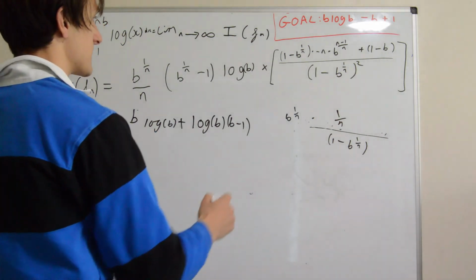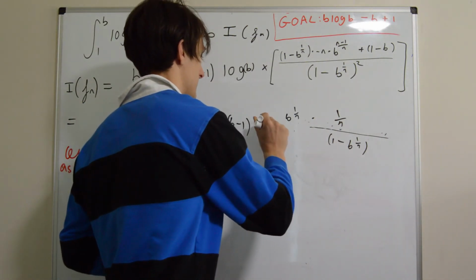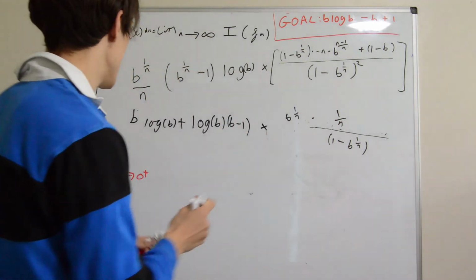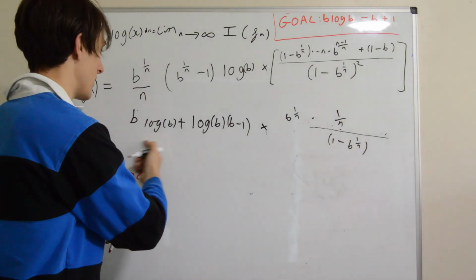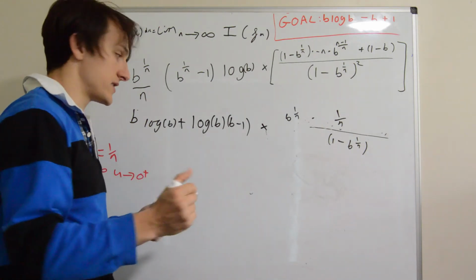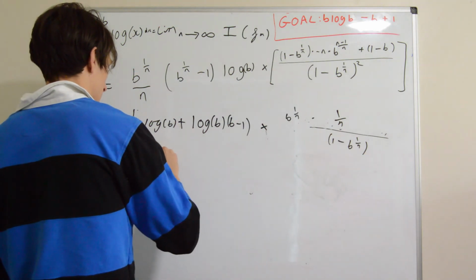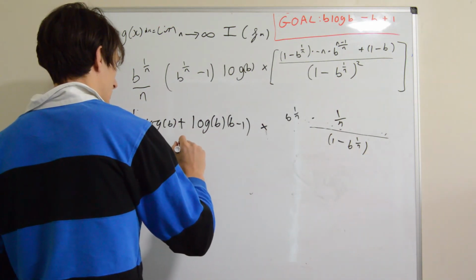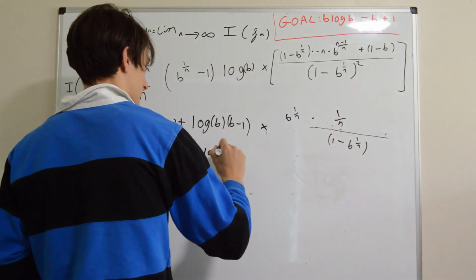So let's take this limit, and of course that's a times sign here. Now let's take the limit. As I said, this is independent of n, so it stays as it is. So we have b log b plus this factor.